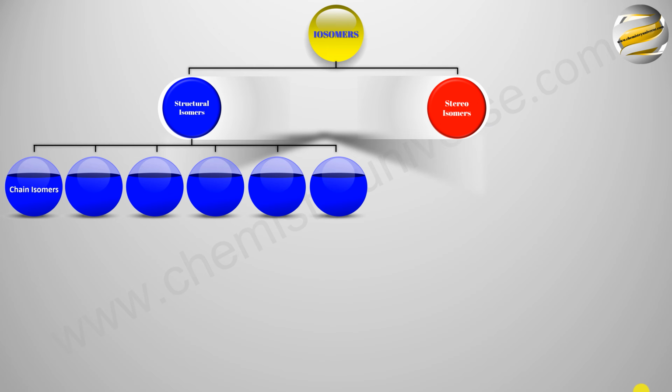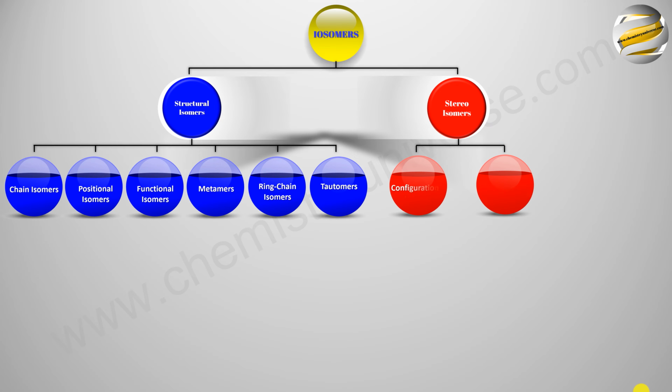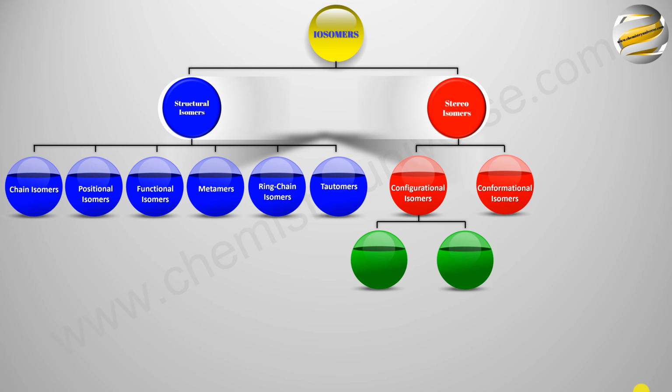One is called chain isomers. Then you have positional isomers. Then you have functional isomers. Then you have metamers. Then you have ring chain isomers. Then you have tautomers. While stereo comes in 2 varieties, configurational isomers and conformational isomers. And configurational themselves come into 2 varieties. They are geometrical and optical isomers. Alright, so this is the basic classification of isomers. We'll deal with each of them separately in the next video.